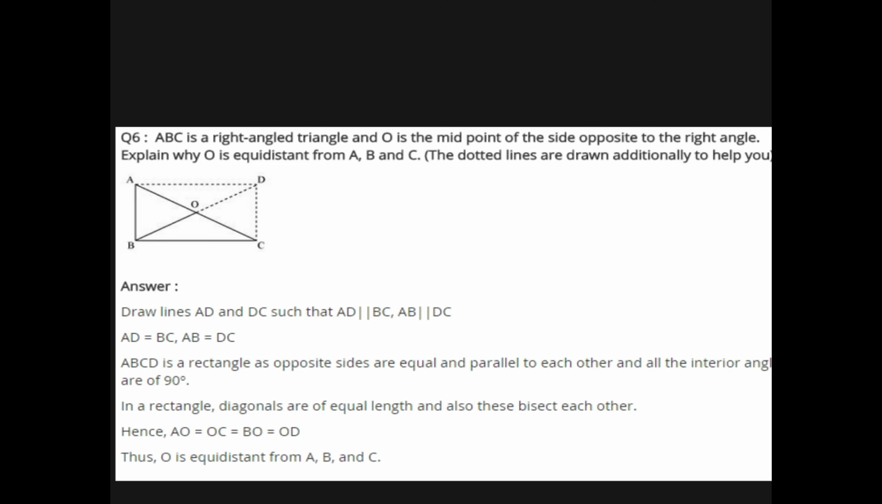So we know that the diagonals of a rectangle bisect each other. So OD is equal to OB, and OA is equal to OC. So here we can say OA, OC and OB are all equal to each other. So we can say thus O is equidistant from A, B and C. So this is how we have completed chapter number 3 as well as exercise 3.4. Thank you students for watching this video.